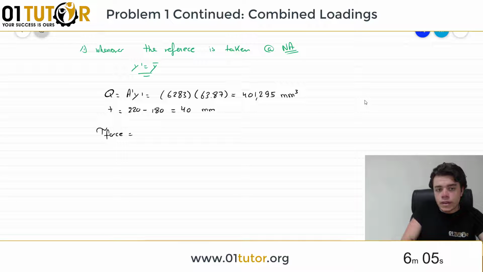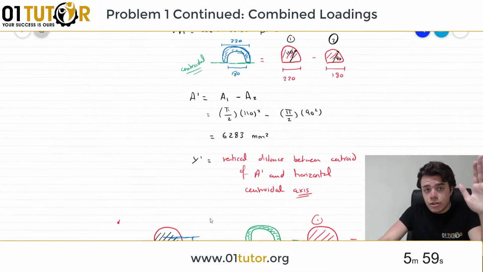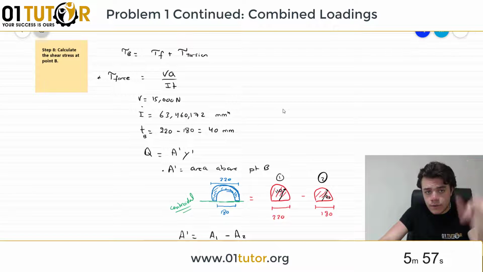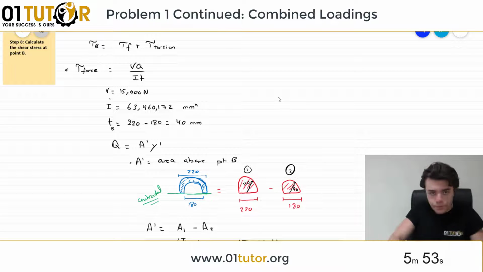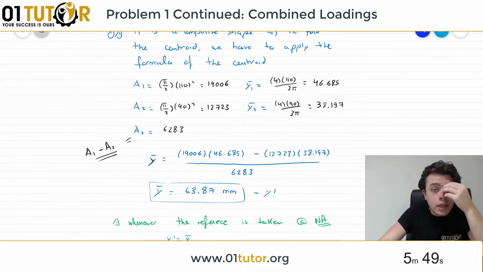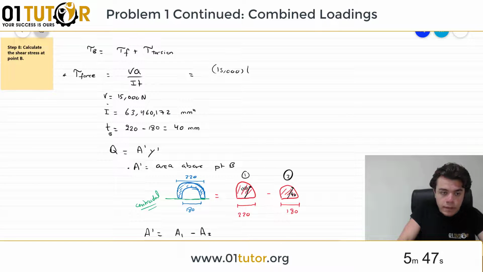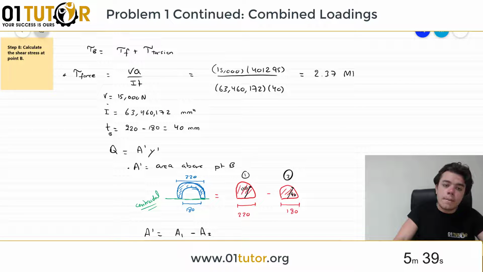And then you can find tau due to the force equals VQ over IT. V is the vertical shear force, which is 15,000 newtons. So let me write it in here. 15,000 newtons, and this is going to be 2.37 megapascals.